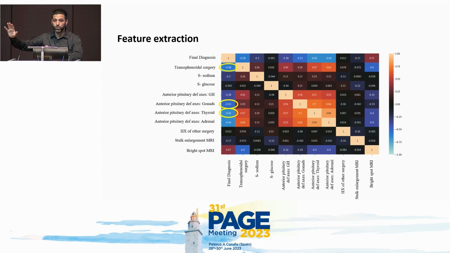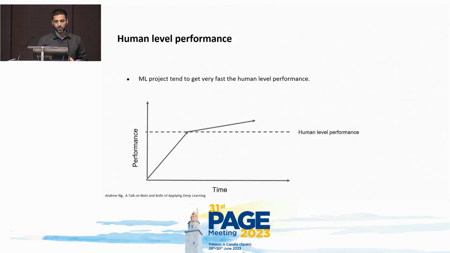I'm going to go back to this feature selection and covariate selection, but I just want to talk quickly, in 2 slides, on another concept. Human level performance. Machine learning projects tend to get very fast to human level performance. Over time, the accuracy and the performance of our work will go very fast to human level performance, but afterwards we will exceed human level performance in a very, very slow way and with a lot of work.